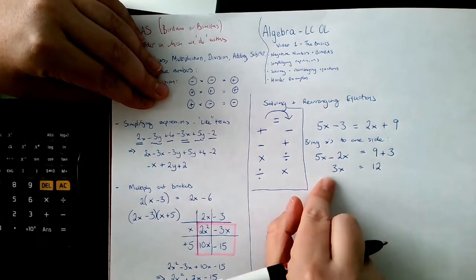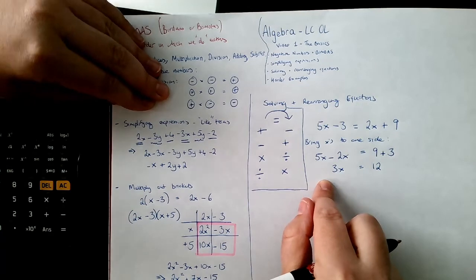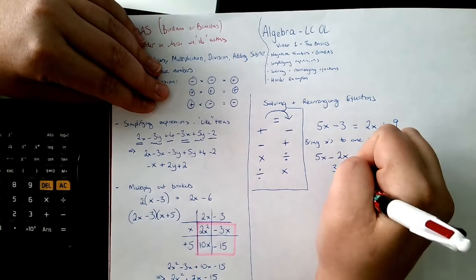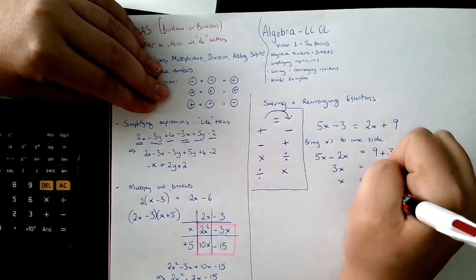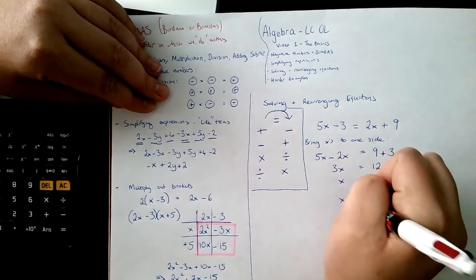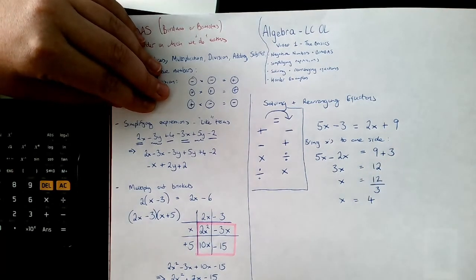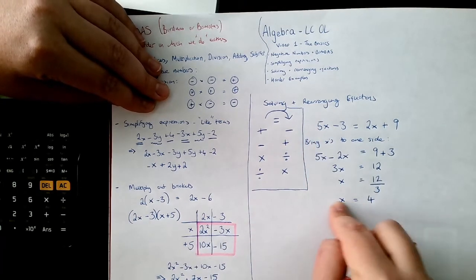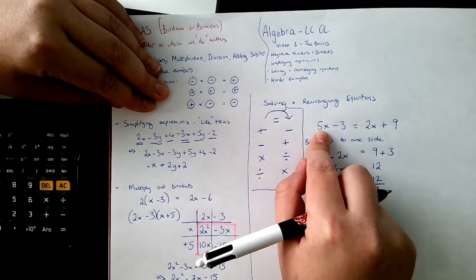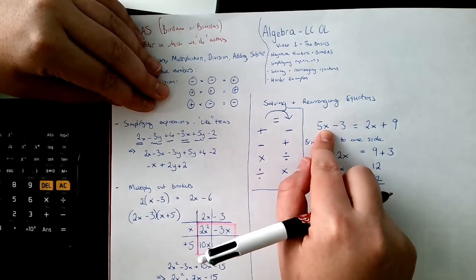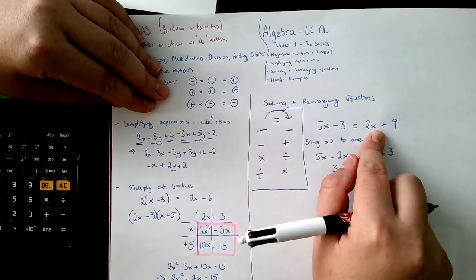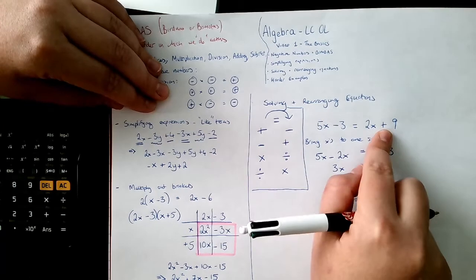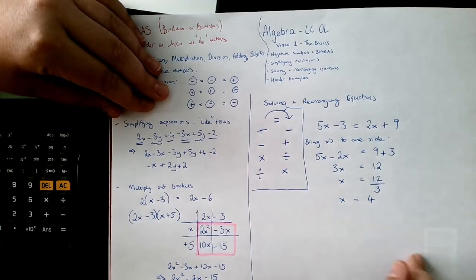Now, we're multiplying by 3 on this side, so to get x by itself, we bring that 3 over and divide. So x is equal to 12 divided by 3, so x equals 4. And if you wanted, you could go back and check. You could plug that value for x in, and you'd get 20 minus 3, so you'd get 17, is equal to 2 by 4 is 8, plus 9 is 17, so 17 is equal to 17. You don't always have to do that.